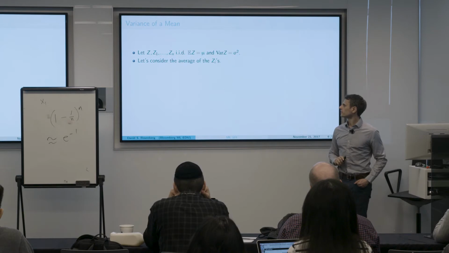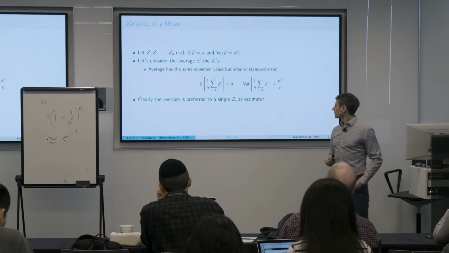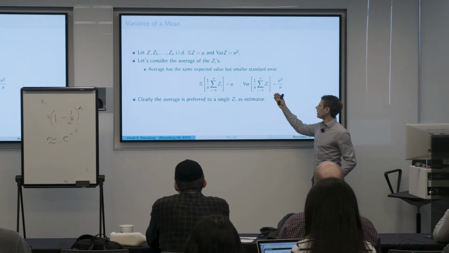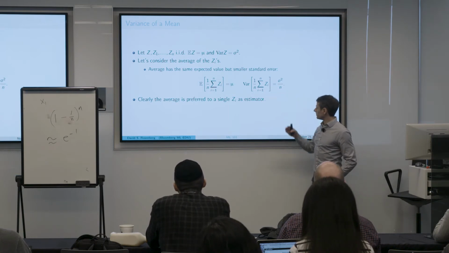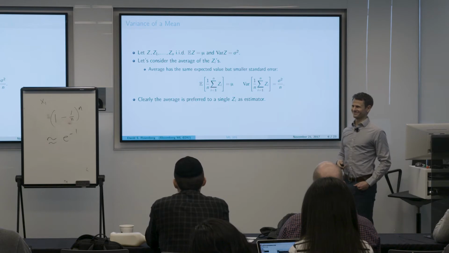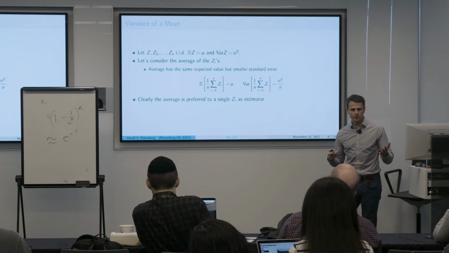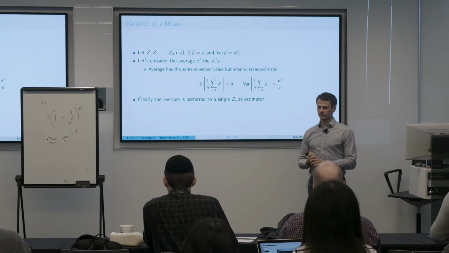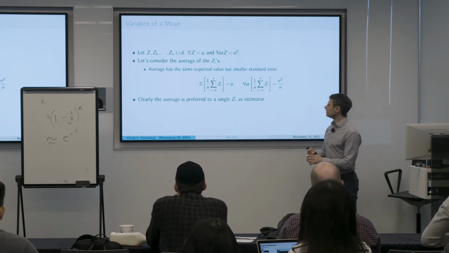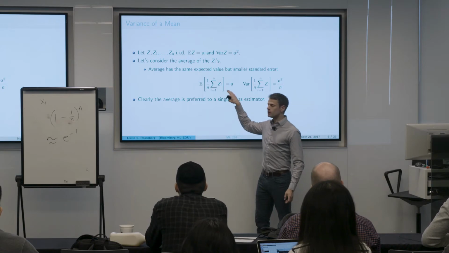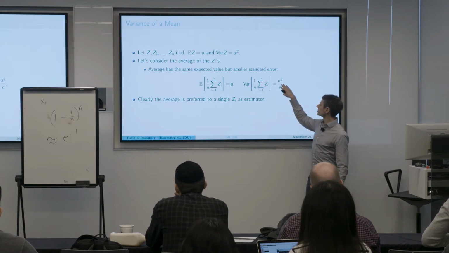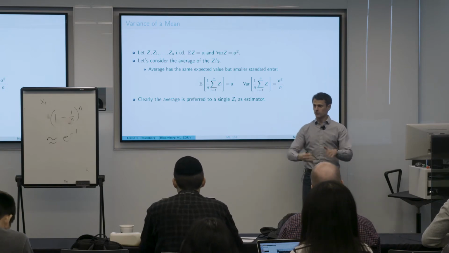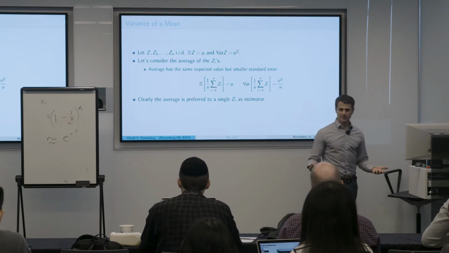OK. All right. If you want to look later, this is the worked out version of why. Well, I didn't really work it out, I just wrote it down. OK. So the average is clearly preferred over a single example. Why? What has happened here is that the expected value of the mean is still mu, but the variance has gone from sigma squared to sigma squared over n when we took an average. So the variance has shrunk, error is smaller. That sounds like a win.